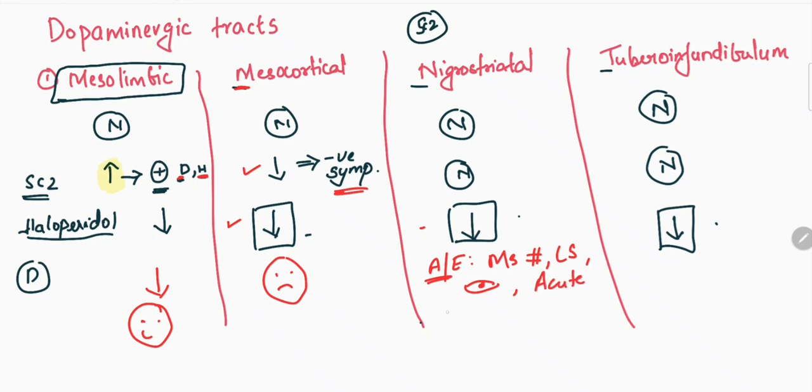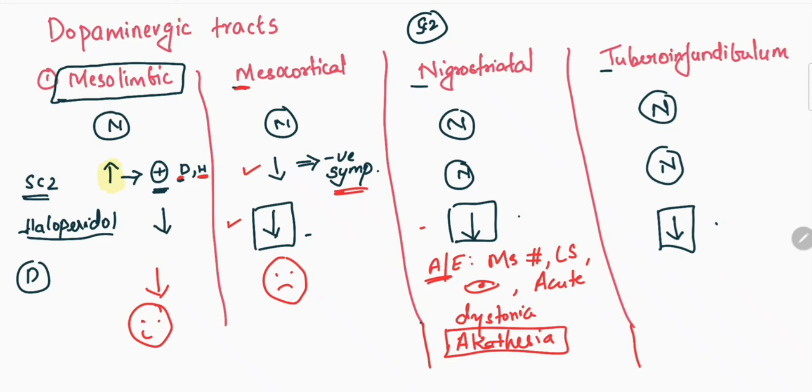What is acute dystonia? There is abnormality in the muscle. Then there is going to be akathisia. What is akathisia? Akathisia means the patient is very restless. He keeps moving from one place to another. He keeps walking. He can't just sit in one place. So these are all the adverse effects when dopamine decreases in the nigrostriatal pathway.